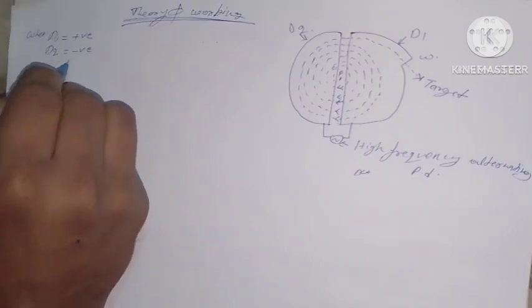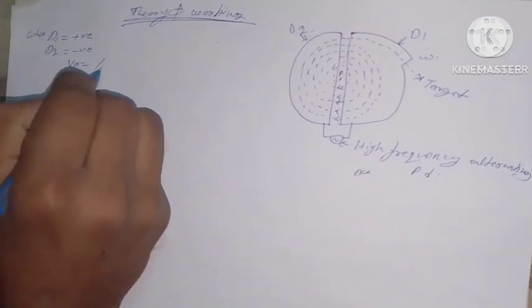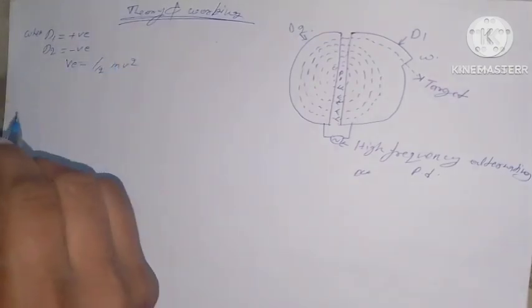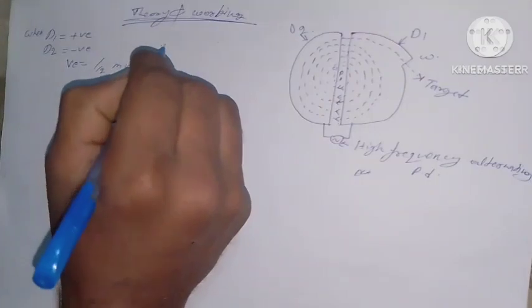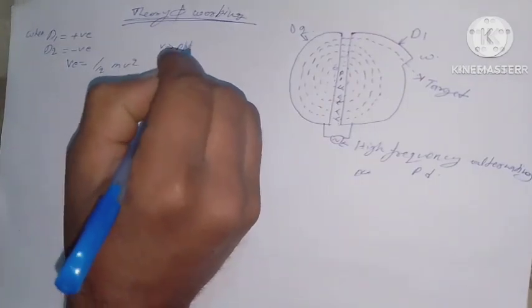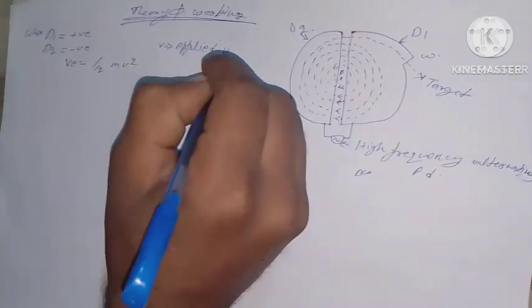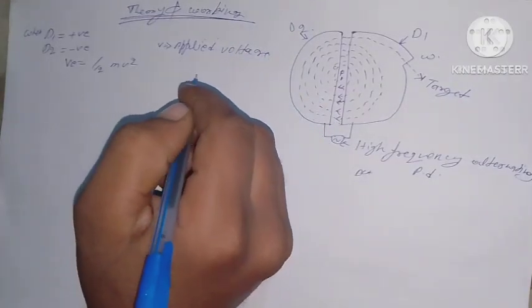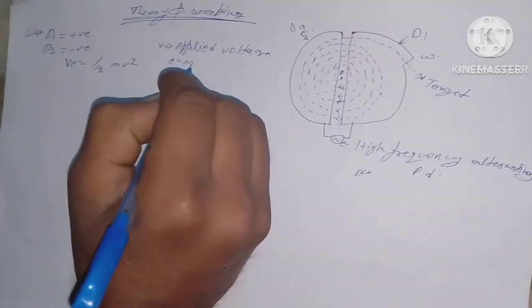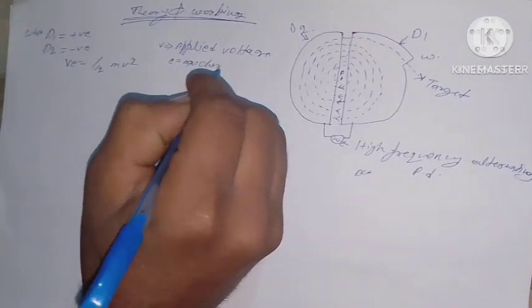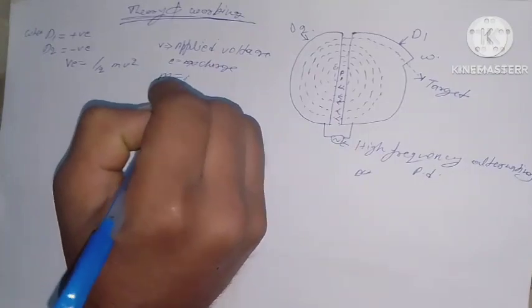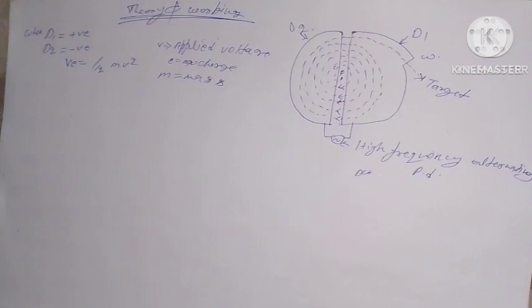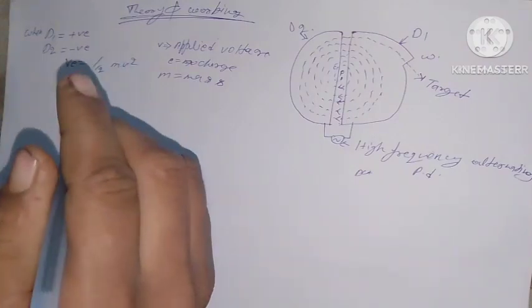Ve equal to 1 by 2 mv square, where V is the applied voltage, and e and m are the charge and mass of the particle respectively.